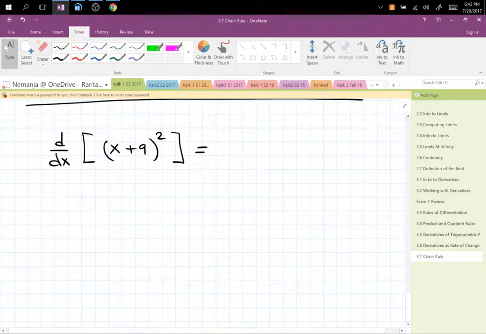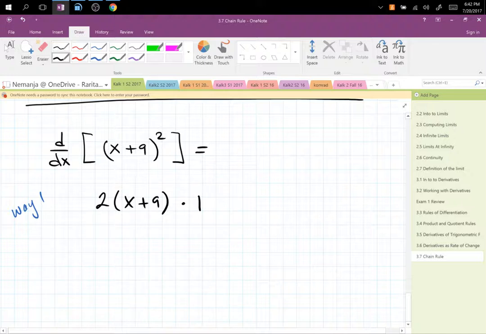So where do we start? What should I write first? So let's go. Way one is do the chain rule. What should I write for chain rule? And then times the derivative of the inside, which is just 1. So who cares? So we're getting 2x plus 18.